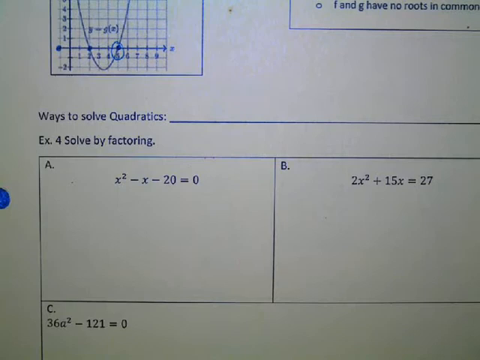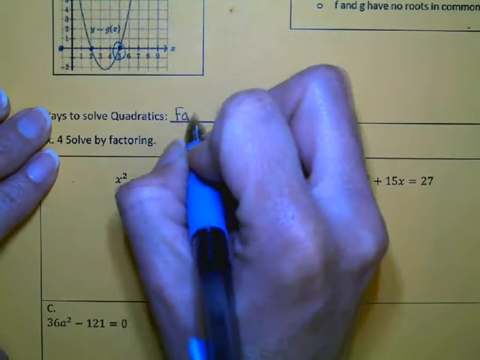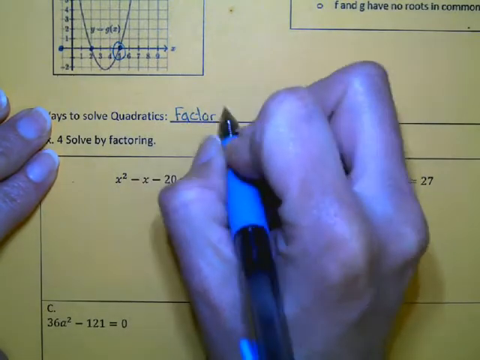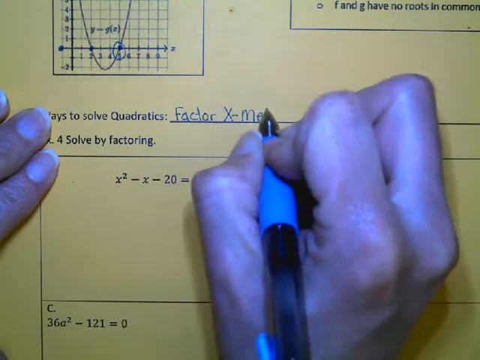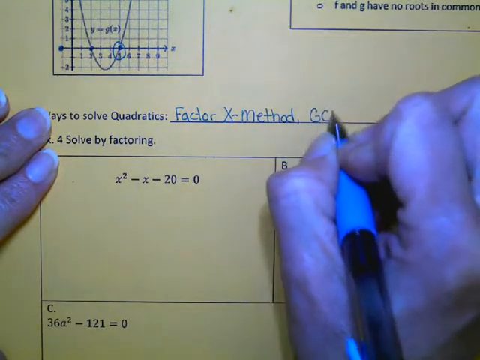Last part of day 4 is how do we solve a quadratic. A common way a lot of people use is solve by factoring, so I'm going to write factor, x method. That's a very common way we did last fall. You could have what's called a greatest common factor, solve that way.